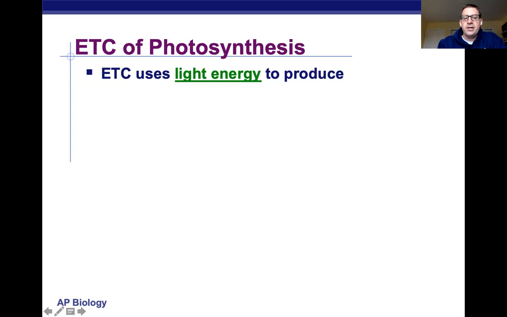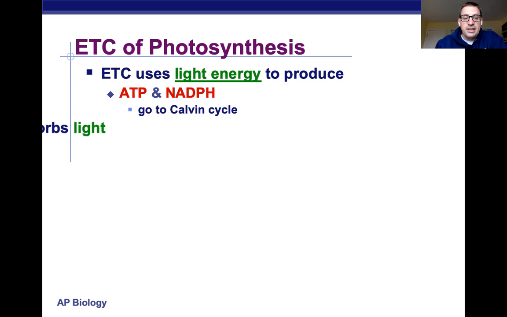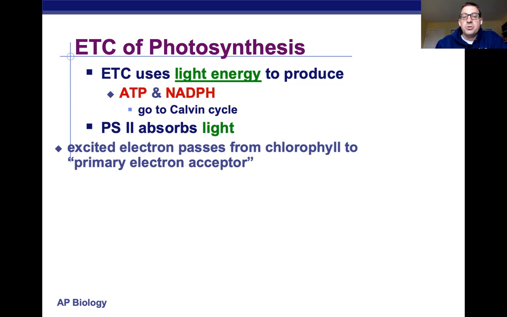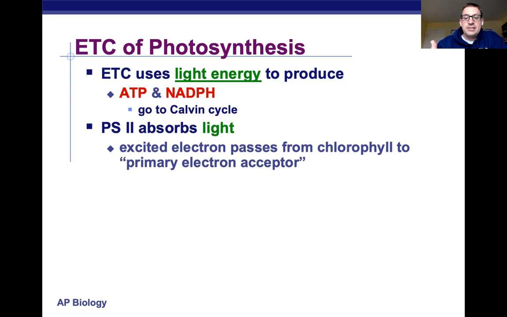Okay, so the electron transport chain of photosynthesis uses light energy to make ATP and NADPH, which are going to be used in the Calvin cycle. So photosystem 2 absorbs light. The excited electrons pass from the reaction center chlorophyll to the primary electron acceptor.